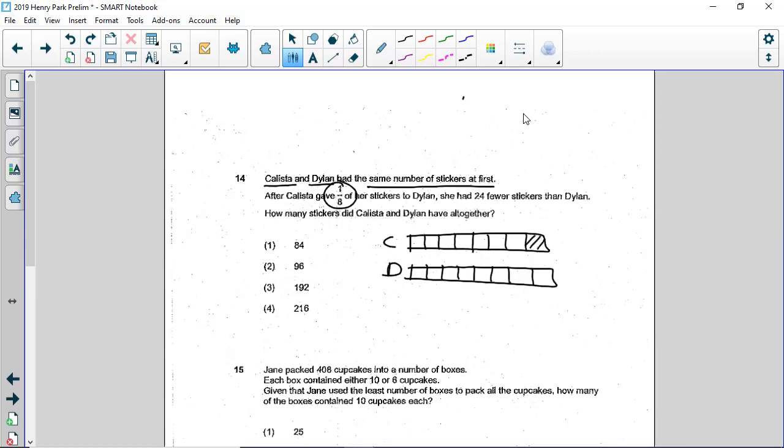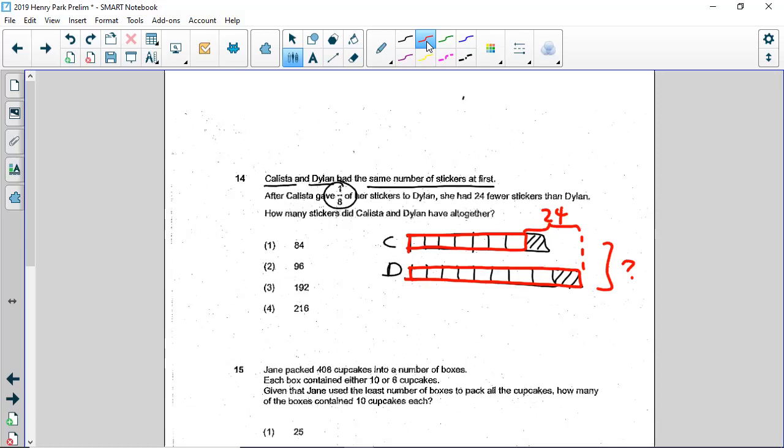So this 1 box, give to Dylan, right? And how does the after model look like? The after model will look like this. So your before and after model is together as 1 big model, right? And then what happened later? Calista had 24 fewer than Dylan. So how many stickers did both of them have altogether? This is a before and after problem, so you need to ask what is unchanged. There are 4 answers: total unchanged, difference unchanged, 1 group unchanged, everything changed.